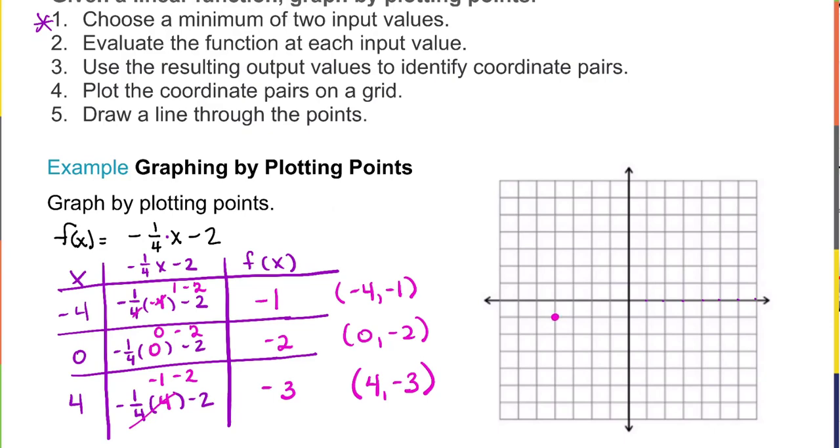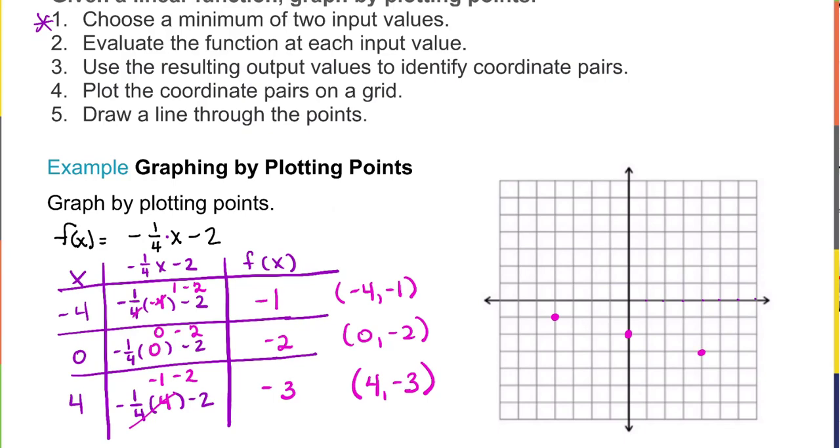And then I have the point 0, -2. So I'm going to put a point right there. And then I have the point 4, 1, 2, 3, 4, -3, 1, 2, 3. So I'm going to have a point right there.